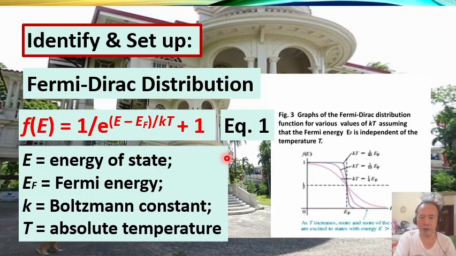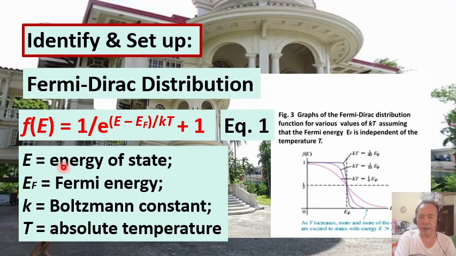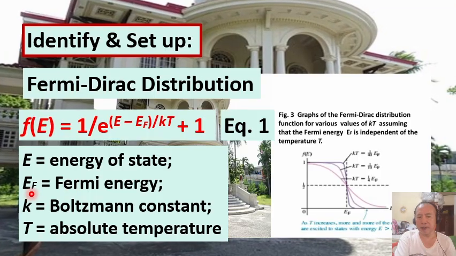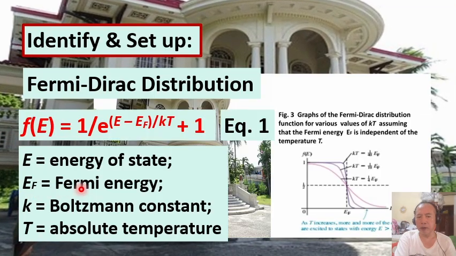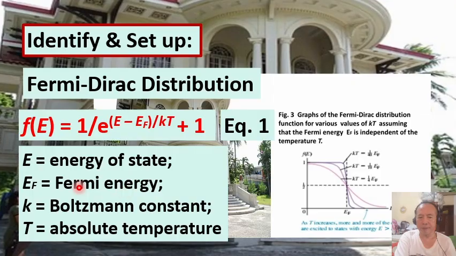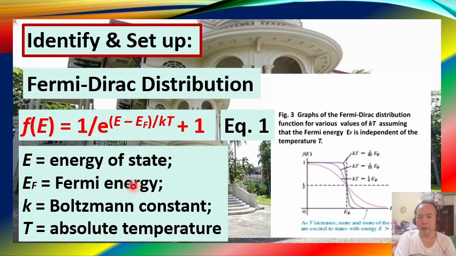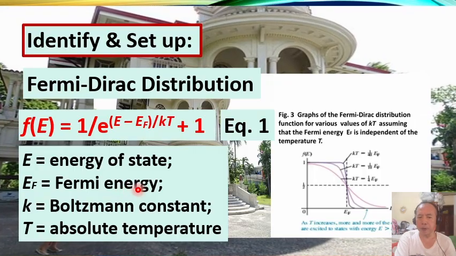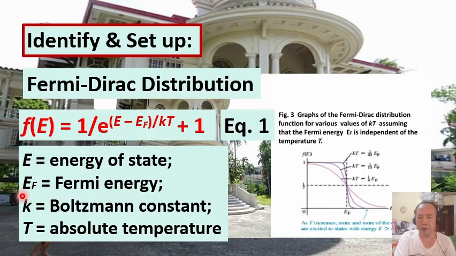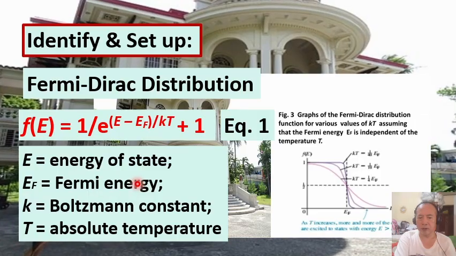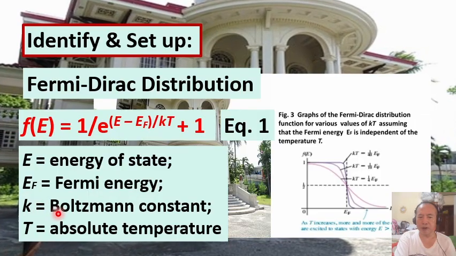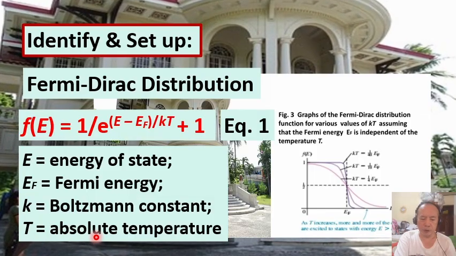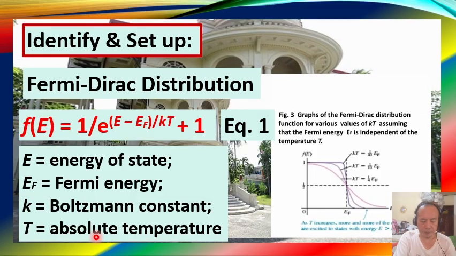where in this equation capital E refers to the energy of the state, while capital E sub F is the so-called Fermi energy, right? So if we are referring to the Fermi energy at absolute zero, the symbol becomes capital E sub F naught. Small k, of course, is the Boltzmann constant, and capital T is the absolute temperature.